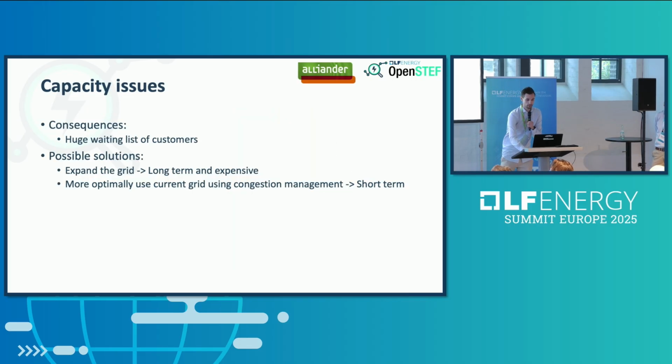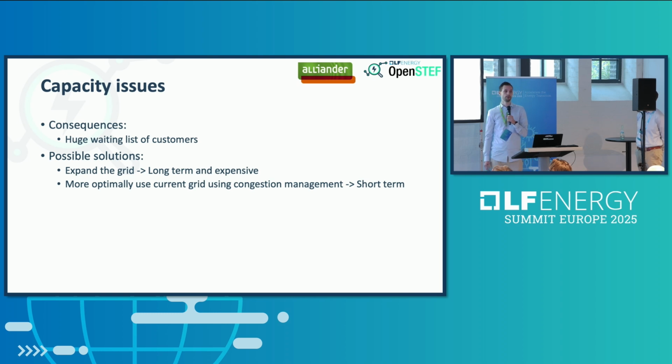This has quite some consequences. We have quite a large waiting list of customers that we want to connect to the grid, but we cannot because of the grid being full. This actually has quite some societal impacts, because both schools and large companies are affected, so this really has quite some impact on the Netherlands. And so we want to solve this issue.